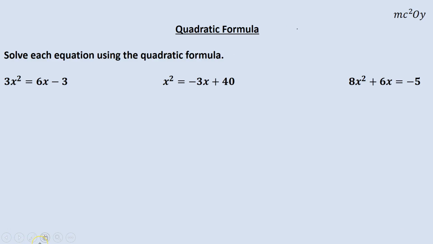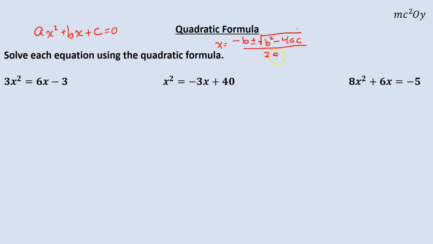All right, so solve each equation using the quadratic formula. Remember, before we can use the quadratic formula, we have to put it in the form of ax squared plus bx plus c equals 0. And it's always nice to just have the quadratic formula written out, so I'm going to go ahead and write it out here. x is equal to the opposite of b plus or minus the square root of b squared minus 4ac all over 2a.